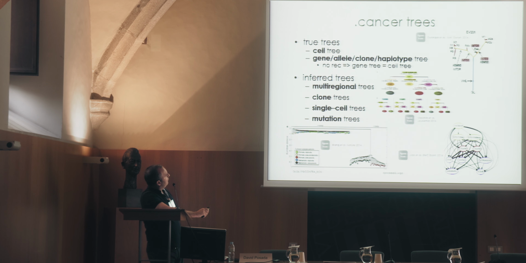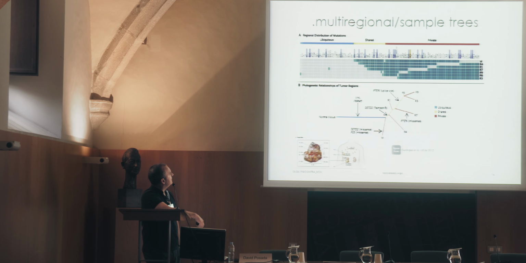Now, we infer trees from multi-regional samples, like this paper, clone trees, like this here, single cell trees, different naming, and mutation trees, okay? But these are products of our inference, and the only true phylogenetic trees are these, okay? You can use these types of things for different purposes, but be aware, you have these things that you can build, but truth only belongs to these two types of entities, okay? So that's important to distinguish.